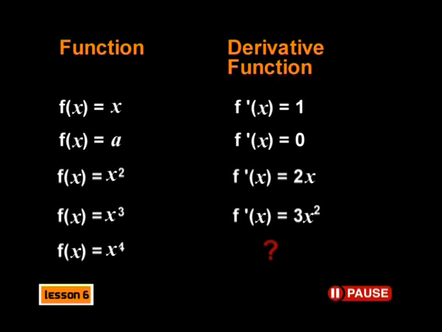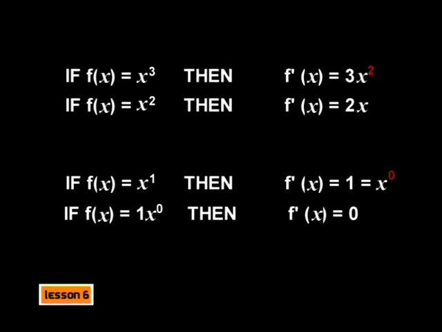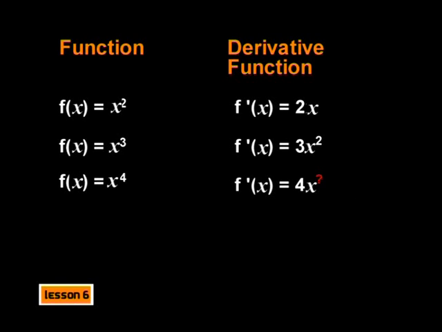Is there enough for you to work with to guess the derivative of f of x equals x to the power 4? It seems that with the others, the exponent of the term in the original function became the coefficient of the term in the derivative. So would it be 4 times x something? Good job. Now, what about the exponent?